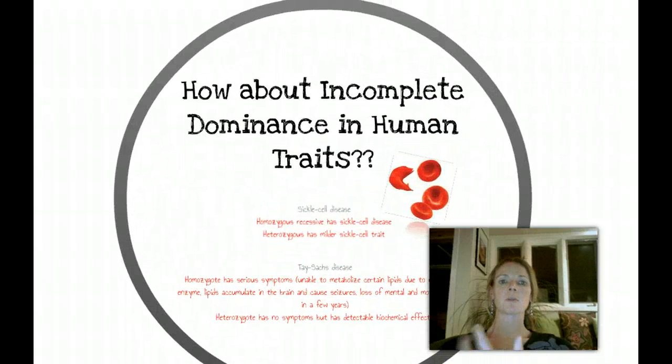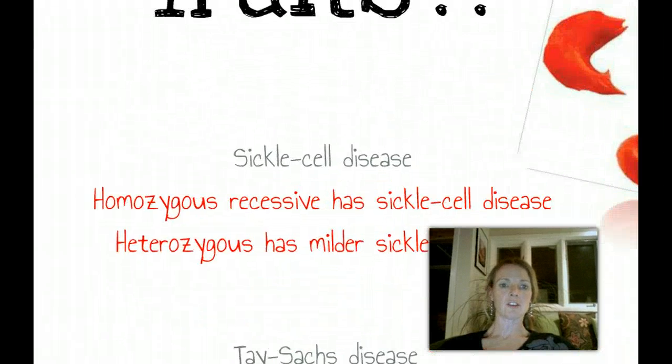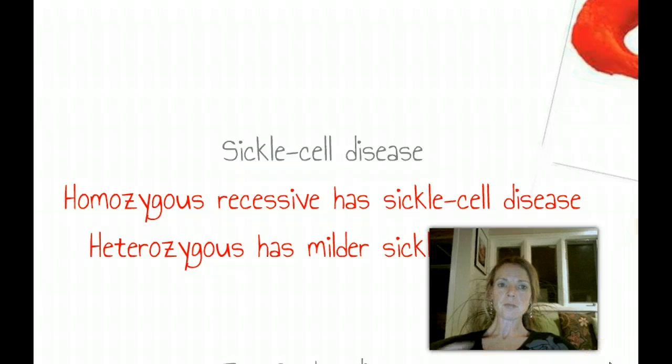So how about incomplete dominance in human traits? So we've talked about kind of some random things. We've talked about flowers. We talked about aliens. But what about humans? Okay, incomplete dominance in human traits. The first example we have is sickle cell. And I'm going to use sickle cell anemia or sickle cell disease for actually quite a few examples because it does pertain to many different types of genetic variations.